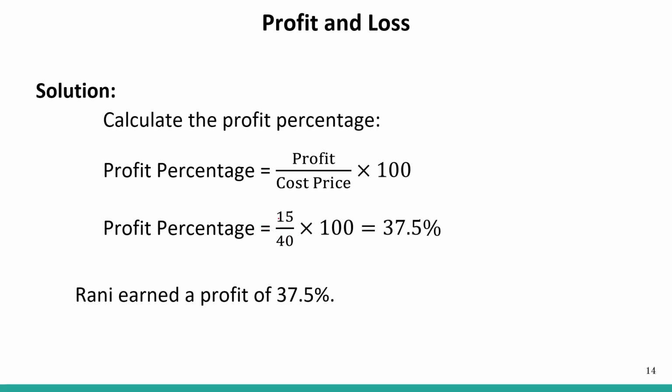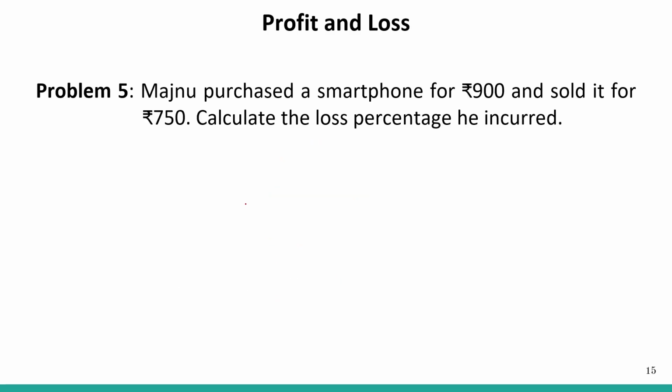So profit percentage is equal to profit by cost price into 100, right? So profit percentage will be 15 by 40 into 100. That is equal to 37.5%. So Rani earned a profit of 37.5%. So let's see problem number 5. Majnu purchased a smartphone for 900 rupees and sold it for 750. So calculate the loss percentage he incurred.